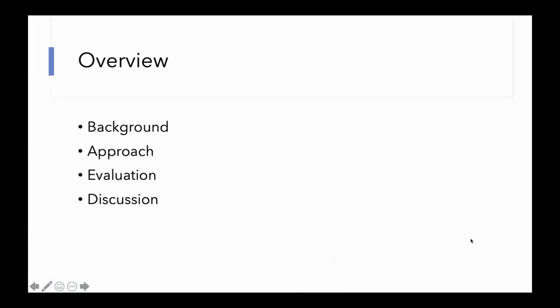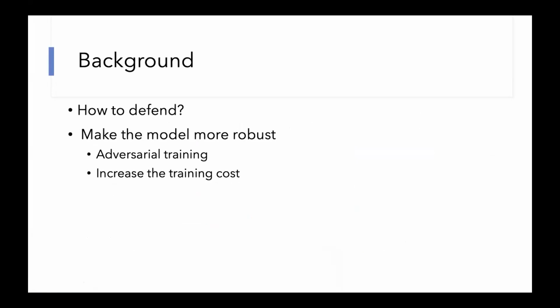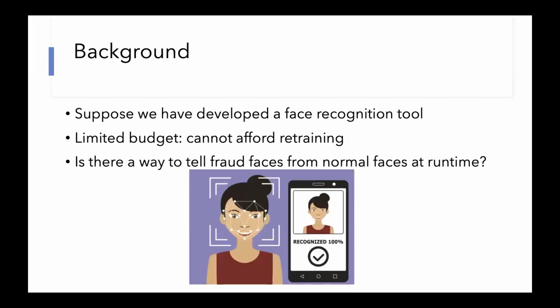Okay. And as usual, we start with the overview. It follows background, approach, evaluation, and discussion. Deep neural networks are under threat of adversarial examples. One of the defensive mechanisms is to make the model more robust by adversarial training. However, it increases the training cost. There's an alternative way, called adversarial detection.